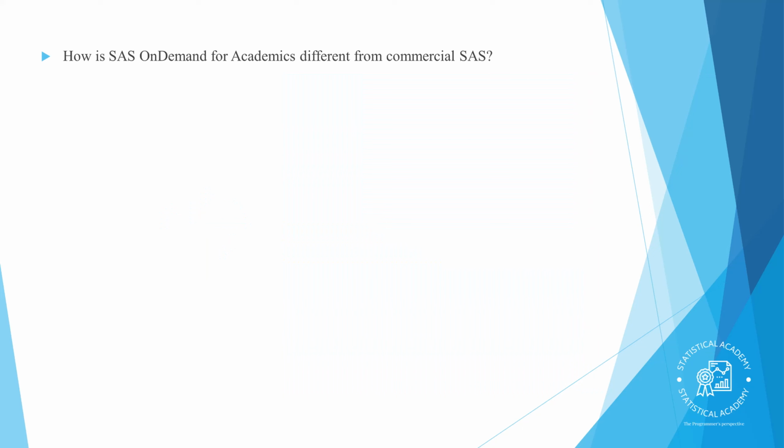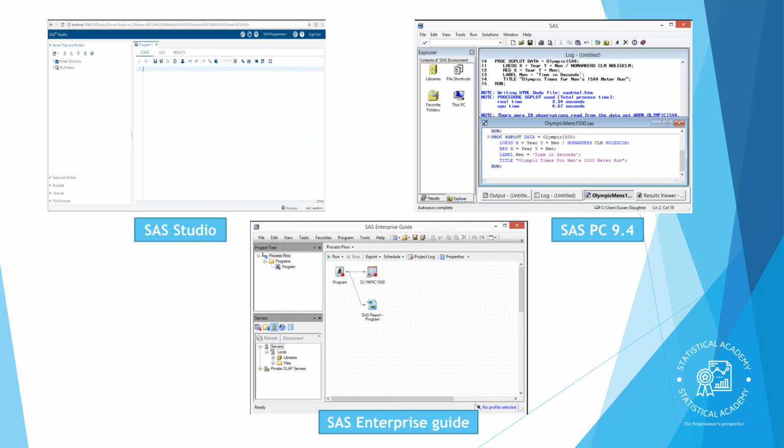How is SAS on-demand for academics different from commercial SAS? They are exactly the same as far as programming is concerned. They can be different only in terms of the interface or editor that you are using in your workplace along with the server. Companies generally use SAS Enterprise Guide, which has a different interface than SAS on-demand for academics.